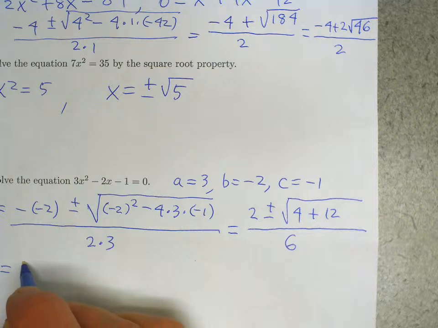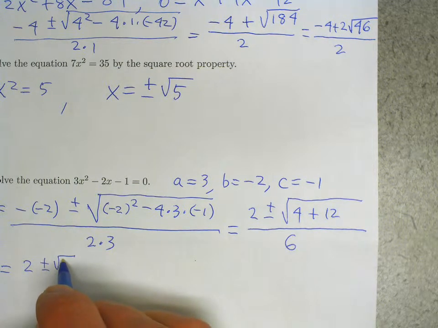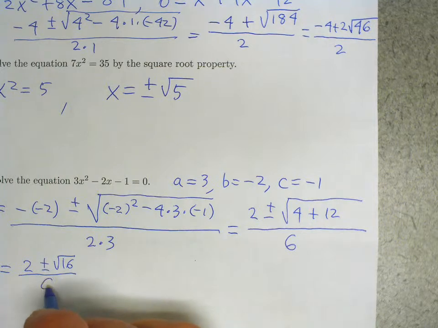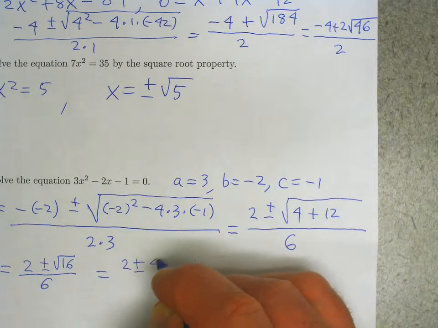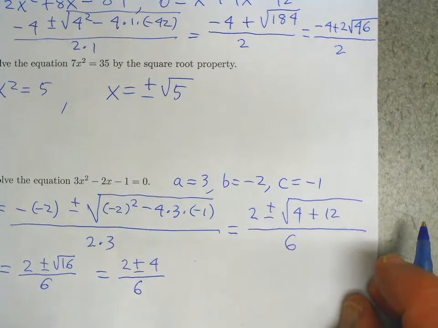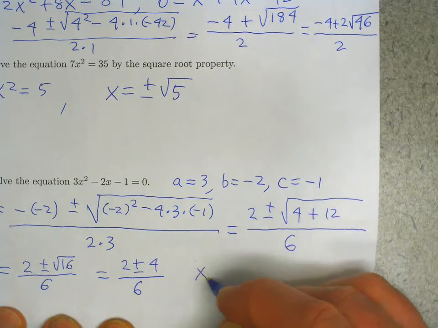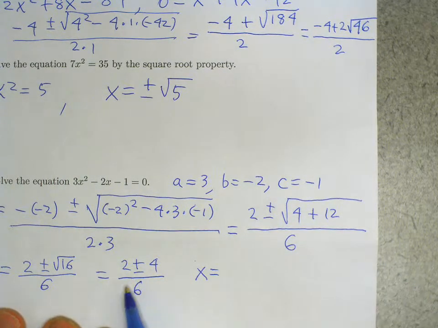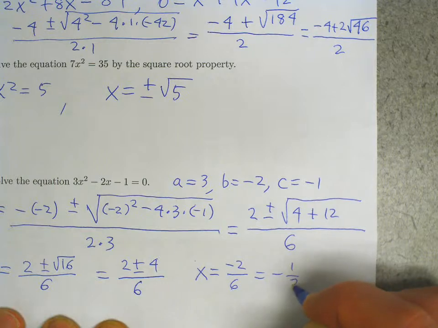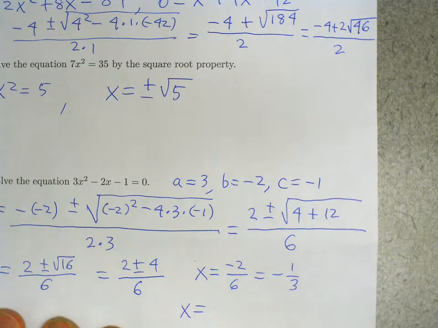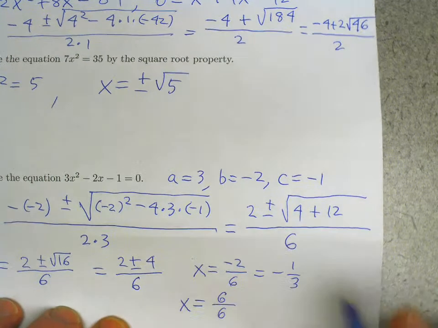So now we have x equals 2 plus and minus the square root of 16, all divided by 6. The square root of 16 is 4, so we have 2 plus and minus 4 divided by 6. So now, since we can simplify further, we'll write the solutions separately. One solution we get by, in the numerator, 2 minus 4 is negative 2 over 6, which is negative 1/3. And the other solution, 2 plus 4 in the numerator is 6. 6 divided by 6 is 1.